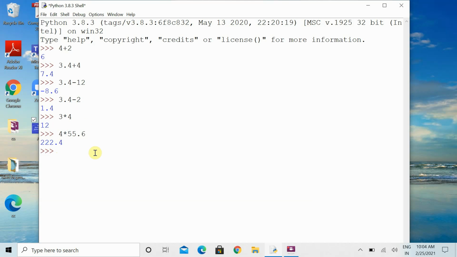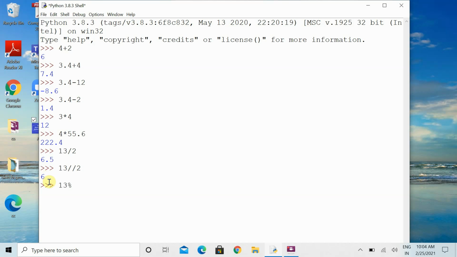Now the main one is the division operator. This symbol is the division operator. Suppose I am dividing 13 by 2. When I use this single slash operator, I'll get the result fully calculated. If I use the double slash symbol, it will give us only the quotient part without any fraction part. It will give us the result only in the quotient part.